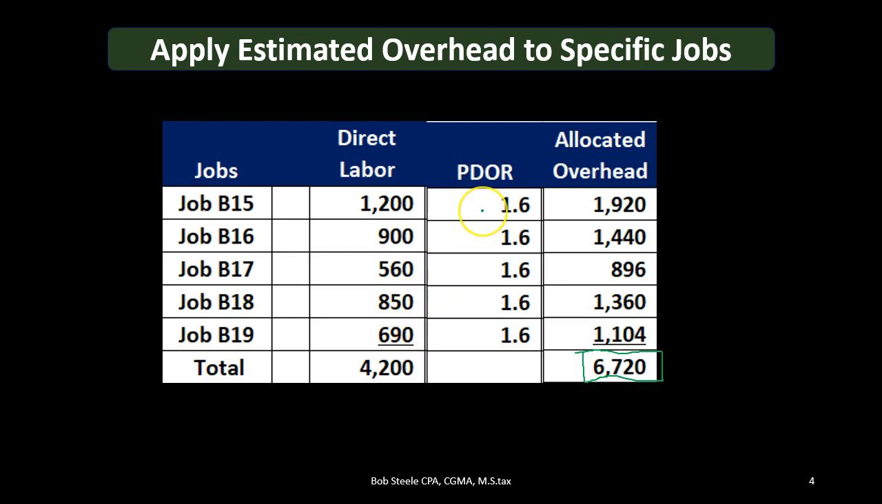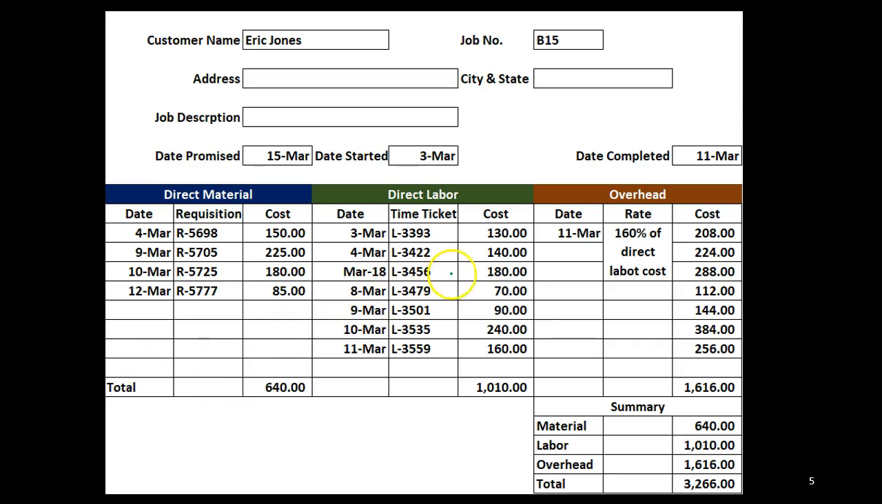That's what the predetermined overhead rate is based on, in order to allocate the proper amounts to these based on relative size of the job, relative size being determined by the direct labor that's being applied to each of them. Now note that we could see this actually on the job sheet as well. So this is job number 15.